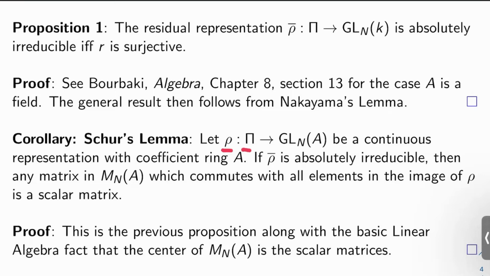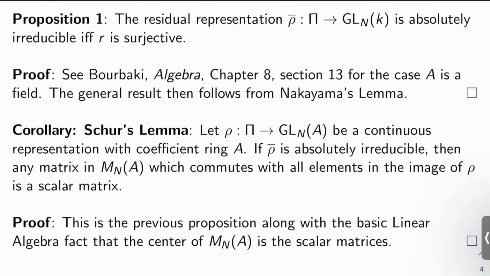It says let rho from G to GLN of A be a continuous representation with coefficient ring A. If rho bar is absolutely irreducible, then any matrix in Mn of A which commutes with all elements in the image of rho is actually a scalar matrix. So a scalar matrix being a diagonal matrix, or a scalar multiple of the identity, if you like. Okay, so the proof is just the previous proposition, along with the basic linear algebra fact, the center of Mn of A is just the scalar matrices.